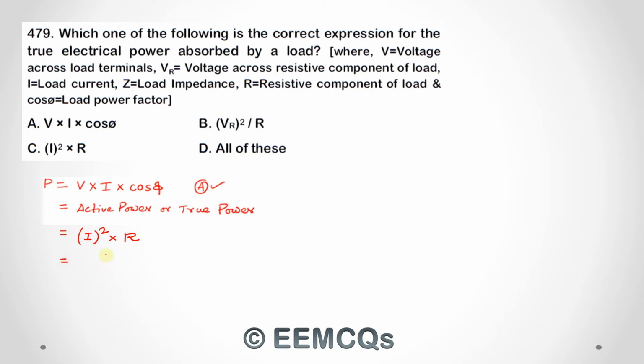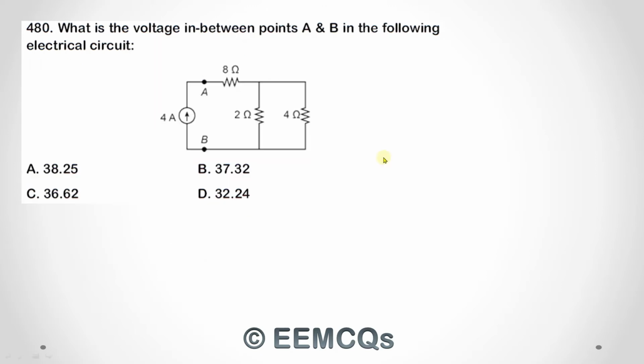So if the voltage across the resistive component of the load is known, then the active power can also be given by the voltage across the resistive component of the load squared divided by the resistance of the resistive component of the load. So from these two last expressions you can see option C is also correct and option B is also correct. So here the answer will be option D, that is all of these. Okay, so let's go to the next question.